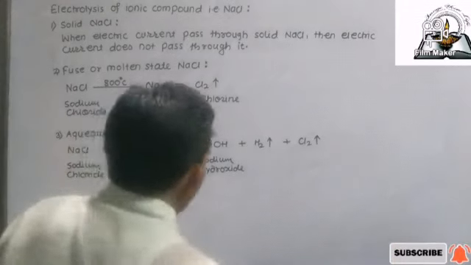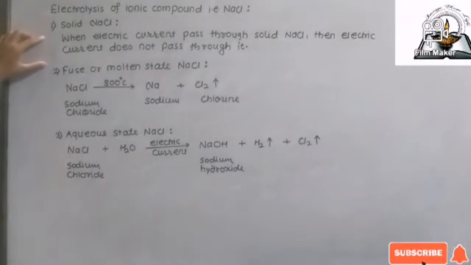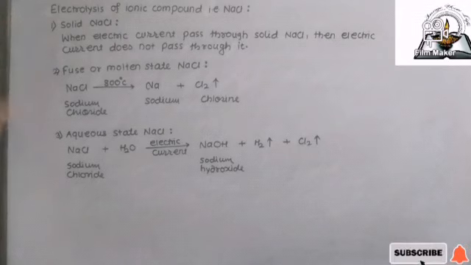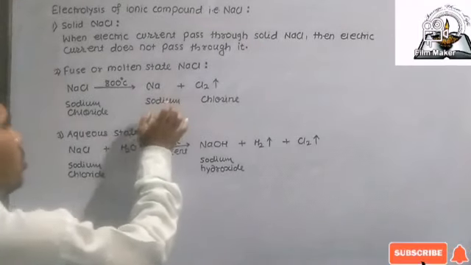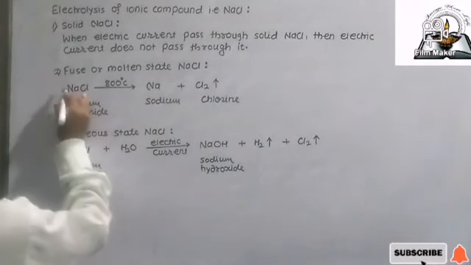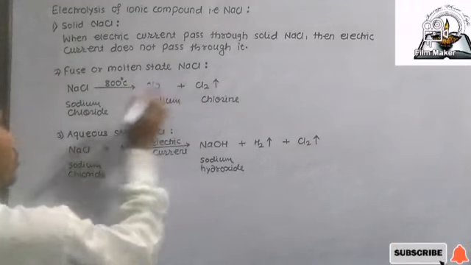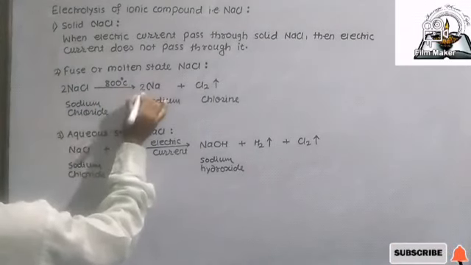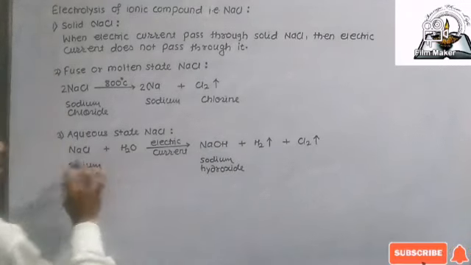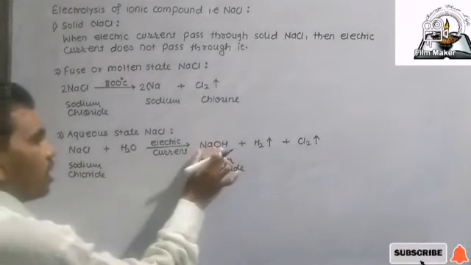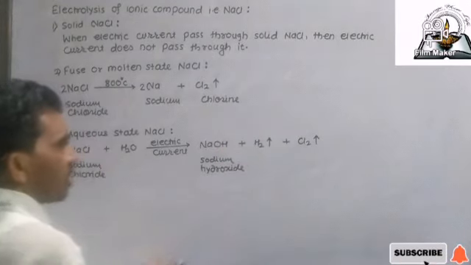These three are the respective reactions for NaCl. When electric current passes through solid NaCl, the current does not pass through it. When electric current passes through the molten state, that is when we heat solid NaCl at a higher temperature and pass electric current, it gets converted to sodium deposited at the cathode and chlorine gas liberated at the anode. Here there are 2 chlorine, so we can balance it like this. And NaCl plus H2O gets converted to NaOH plus H2 gas, and chlorine gas is liberated.